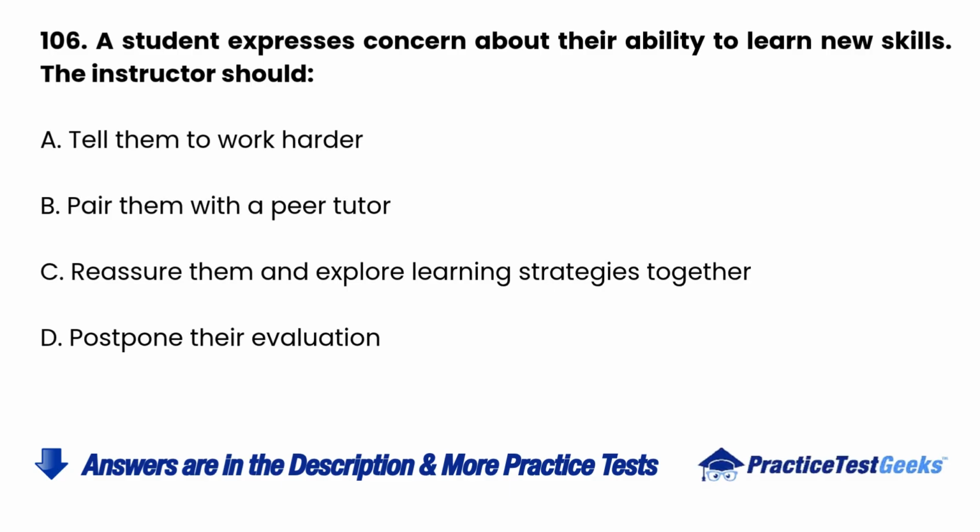106. A student expresses concern about their ability to learn new skills. The instructor should A. Tell them to work harder. B. Pair them with a peer tutor. C. Reassure them and explore learning strategies together. D. Postpone their evaluation.